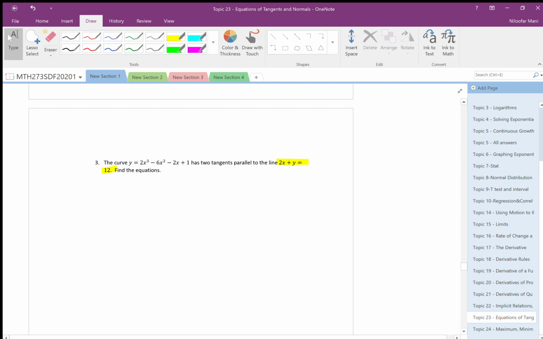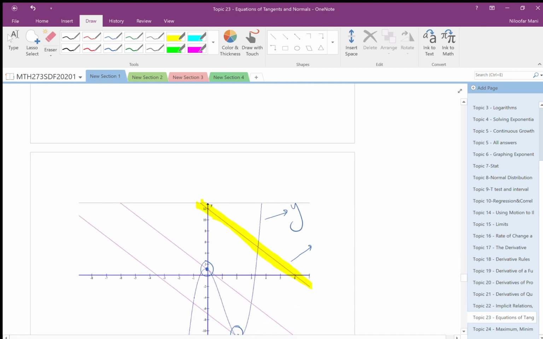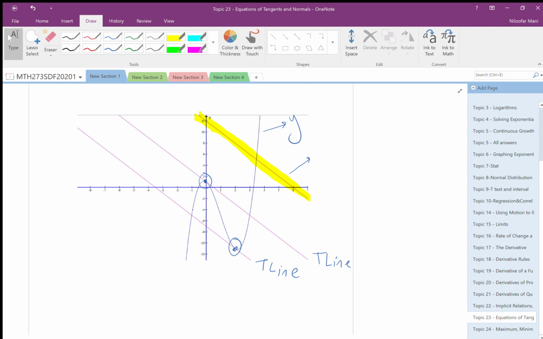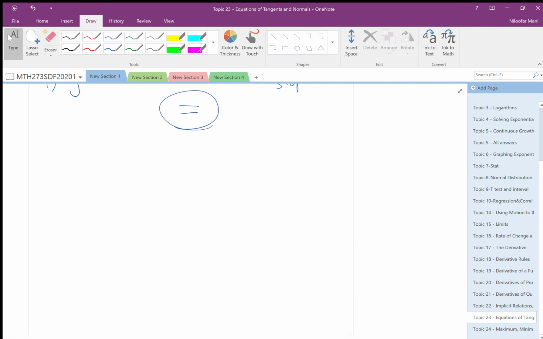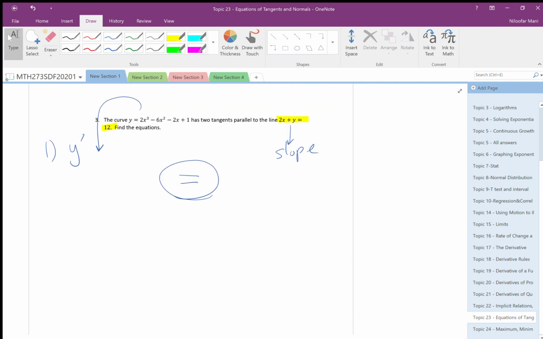So it means I have to find y prime from here. I have to find the slope from here. I have to put them equal with each other. Why? Because they are parallel. And then I can find 2 points. And those 2 points are here. One of them is this guy, one of them is this guy. And then I can find the equation of those tangent lines.